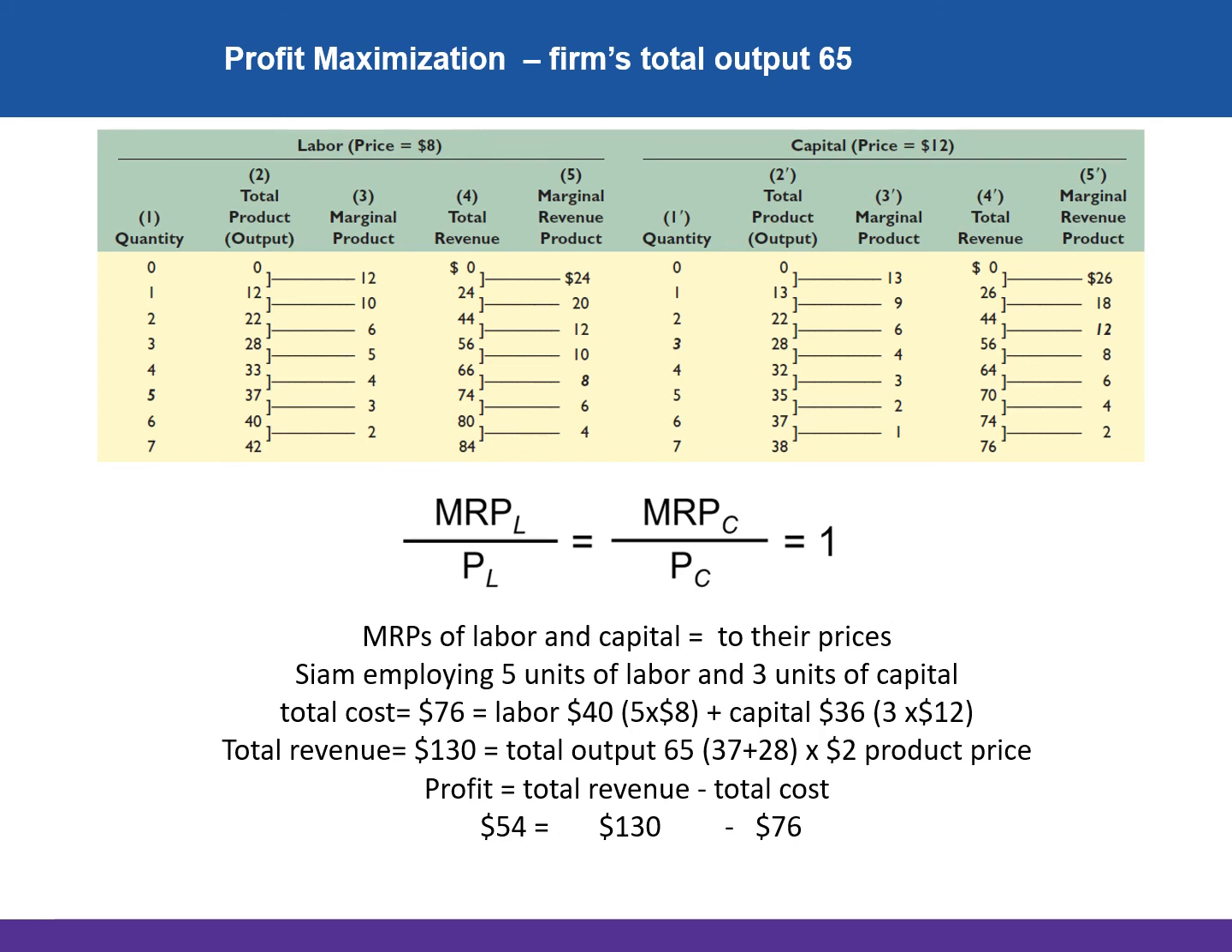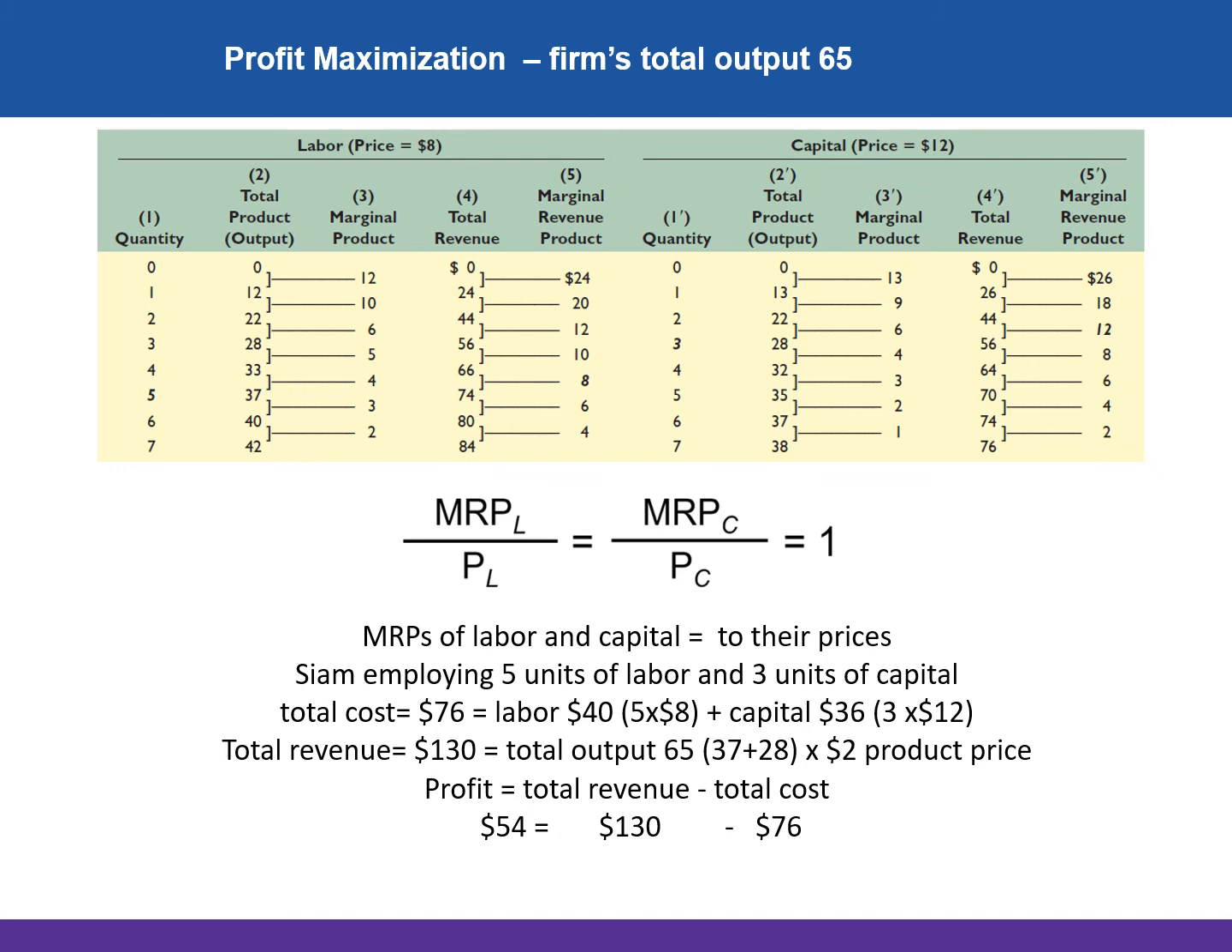Then we perform the same exercise for capital, and we say, okay, we know that the price of capital is $12. That's given to us. We look at column number 5 prime, and we can therefore ask ourselves, how many units of capital should this firm employ? Well, the marginal revenue product of the first unit of capital, 26, then 18, and then 12. Well, there's where we should stop, right?